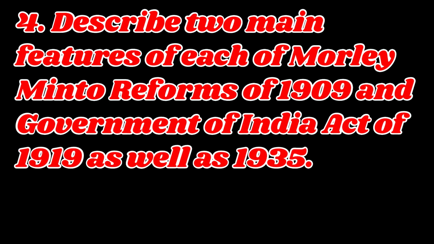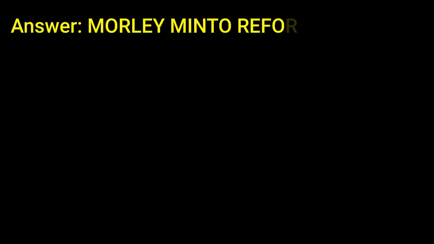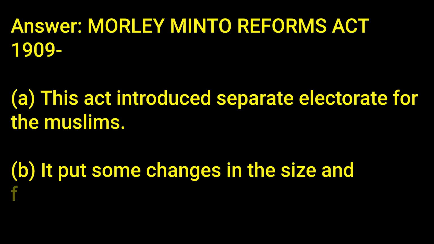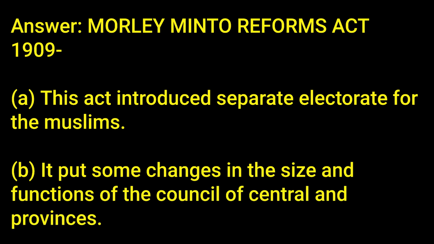4. Describe two main features of each of the Morley-Minto Reforms of 1909 and the Government of India Acts of 1919 as well as 1935. Answer. Morley-Minto Reforms Act 1909. A. This act introduced separate electorates for the Muslims. B. It made some changes in the size and functions of the Councils of the Centre and Provinces.